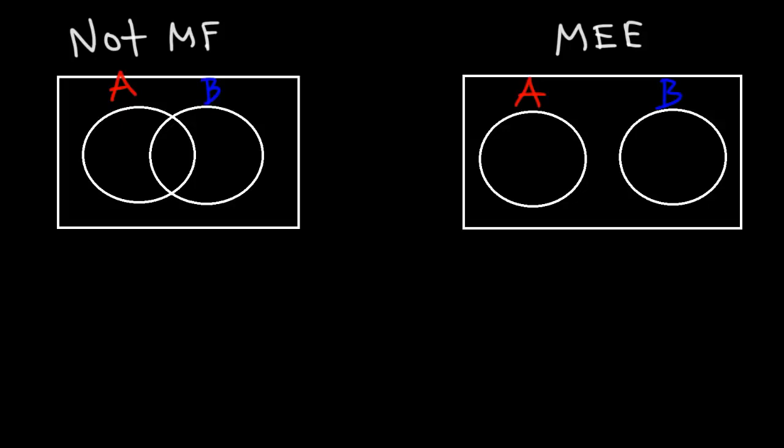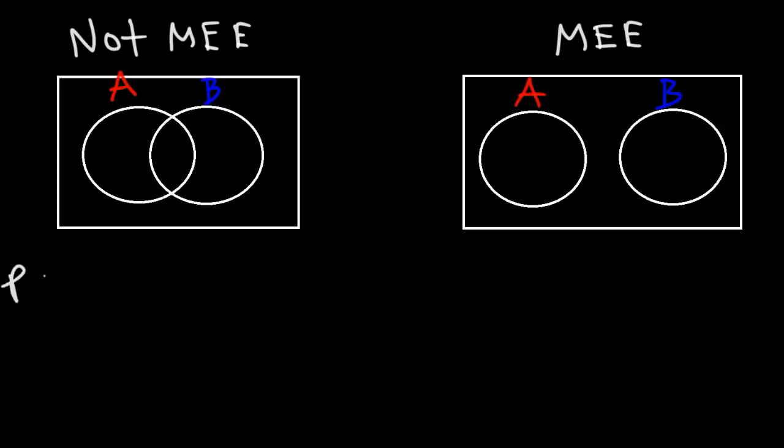Now, let's illustrate the concept of mutually exclusive events using Venn diagrams. So let's say this is event A, and on the right, event B. Which Venn diagram would you say represents mutually exclusive events? Is it the one on the left, or the one on the right? Now we know that mutually exclusive events do not share any outcomes. So the one on the right shows mutually exclusive events. The one on the left shows events that are not mutually exclusive because they do share something in common.